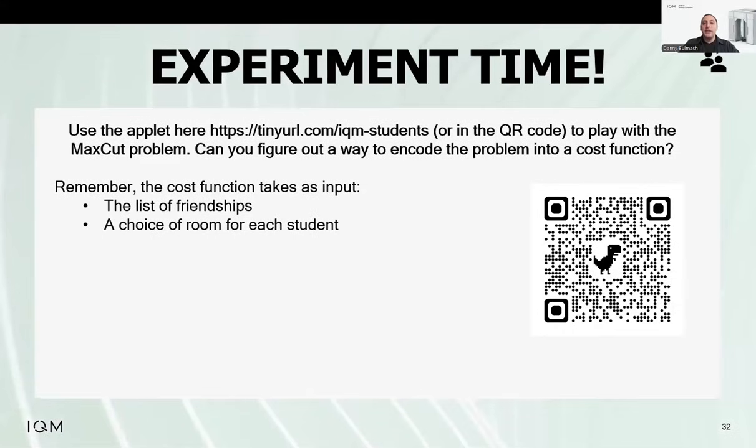Right now, I would like you to take a little bit of time to experiment with the max cut problem. You can try sorting the students into different rooms yourself using these links. And the aim is to figure out how to encode the problem into a cost function. We want to input the list of friendships and the rooms that the students are in, and we want to output a number that gives us some idea of how many friendships we've broken up. So I'll let everyone get to that and then experiment for a little bit, and I'll move over to that myself.